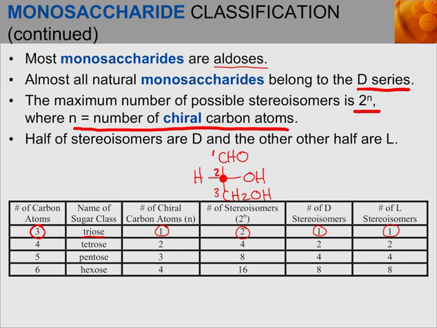Now let's go all the way to the bottom of this chart. If we have 6 carbon atoms in our monosaccharide, we would call that a hexose. 4 of those would be chiral carbons. So that means we would have 16 stereoisomers. Half of those would be the D isomers, half of those would be the L isomers. So we'd have 8 of each.